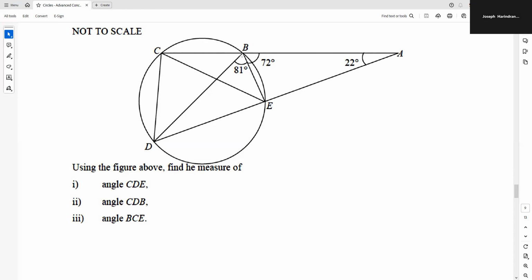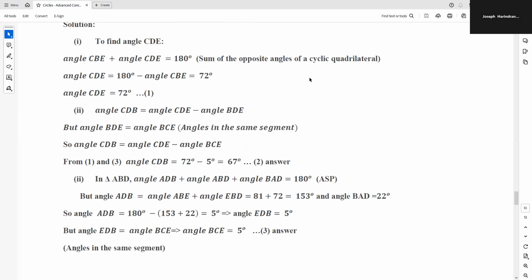A, B, and D, the big triangle, of which we know two angles. Angle ABD is 81 plus 72, which is equal to 153. And angle BAD is already given as 22 degrees. Adding these two angles, 153 plus 22, we get 175. So angle BDE should be 180 degrees minus 175 degrees, and that is 5 degrees.